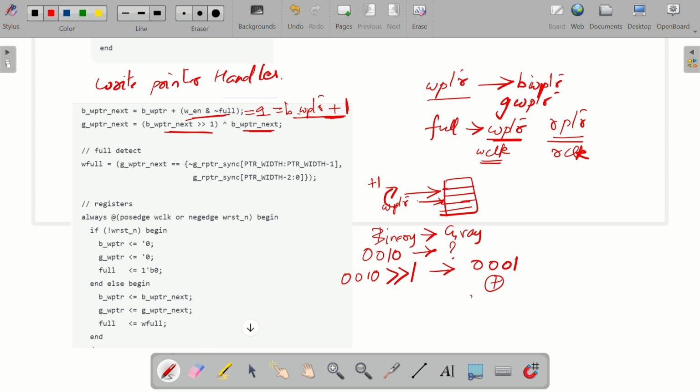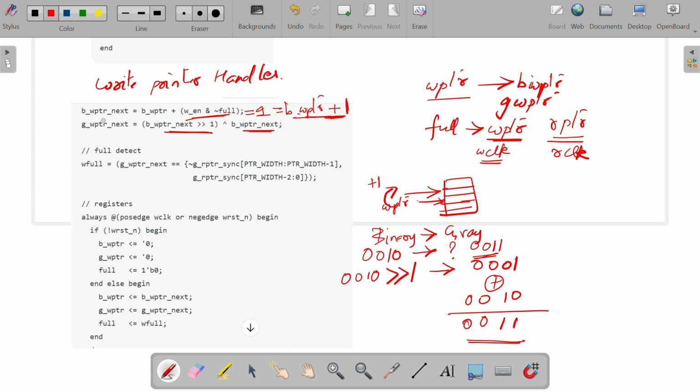Okay, I XOR this with 0010. Since these are different, I'll get 1. This is also different, I'll get 1. Both these are same, I'll get 0. And 00, I'll get XOR as 0. So what am I getting? 0010. So the binary to gray conversion for 0010 gives me the result 0011. So this has successfully converted my binary value to your gray value.